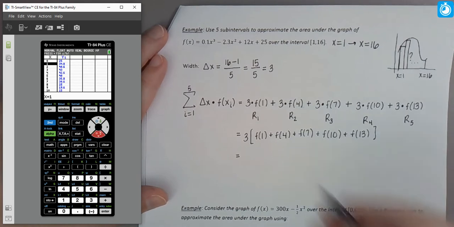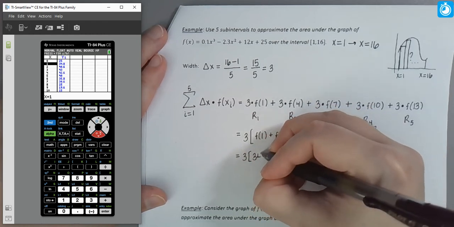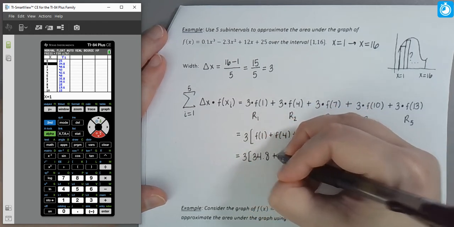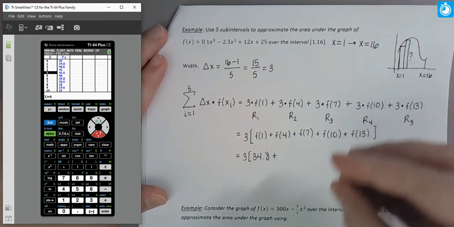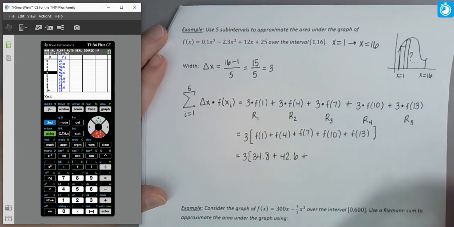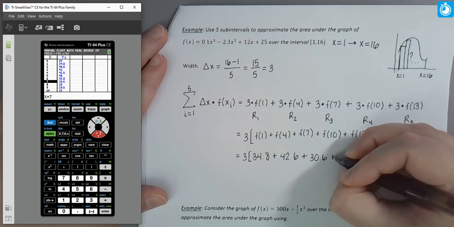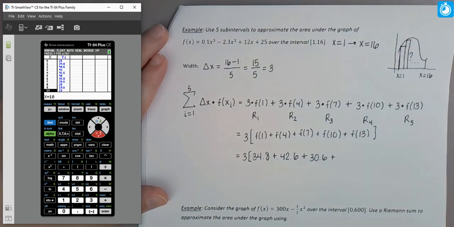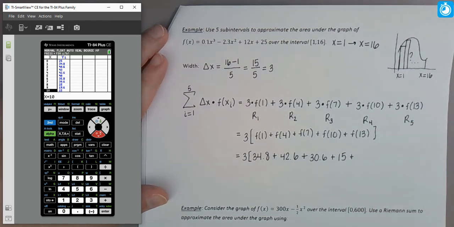So when x is 1, the function value is going to be 34.8, so that's f of 1, plus f of 4, well, our function value there is 42.6, plus f of 7, we get 30.6, plus f of 10, which is 15, plus f of 13, which is 12.